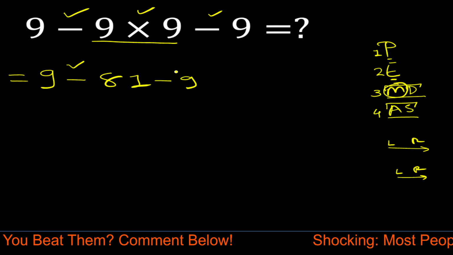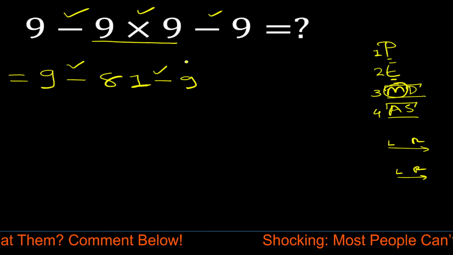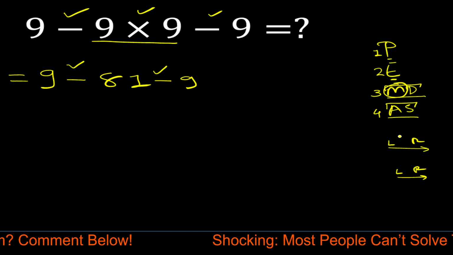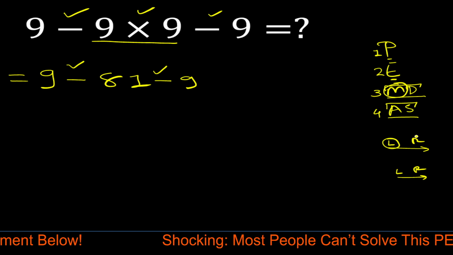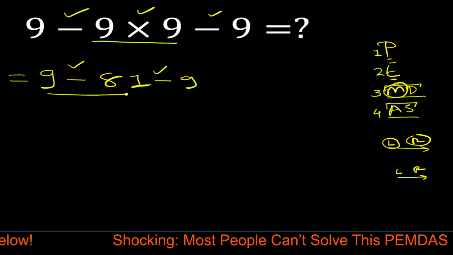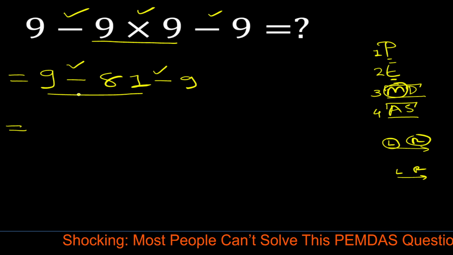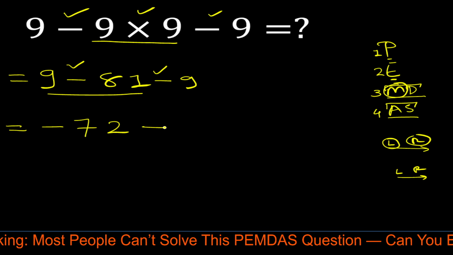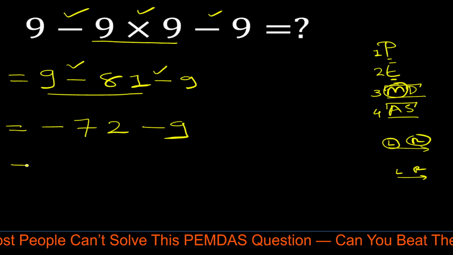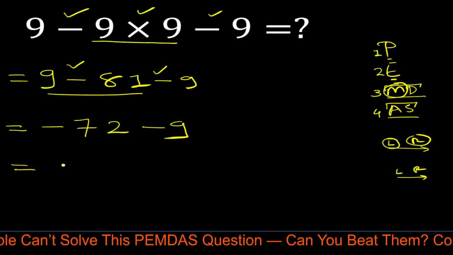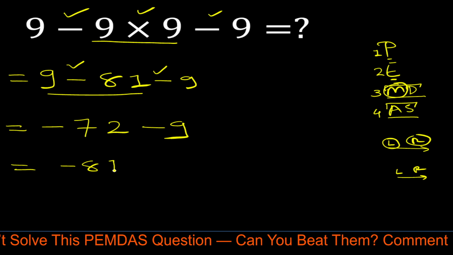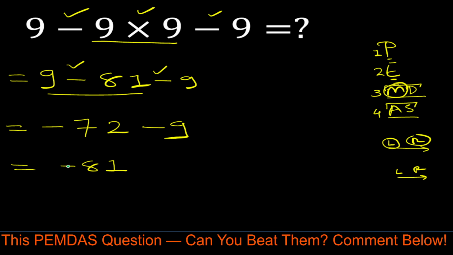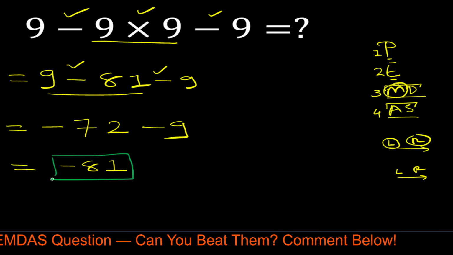Now here we have one subtraction and here subtraction. So both have equal priority, so we have to solve it from left to right. So first we have to solve this subtraction, right? So 9 minus 81 is equal to minus 72 minus 9. So now minus 72 minus 9 is equal to minus 81. So the correct answer is minus 81, right?